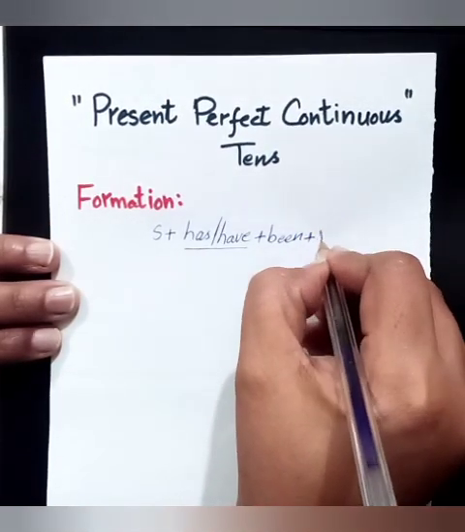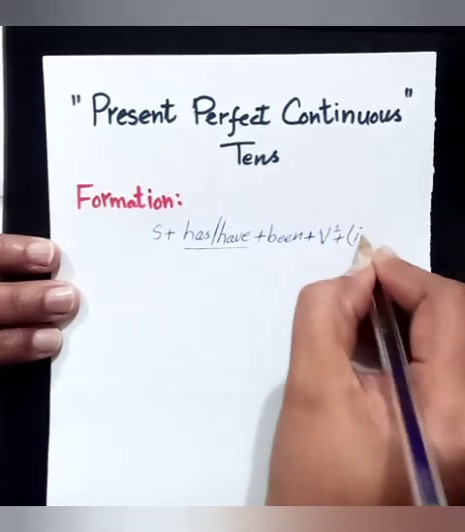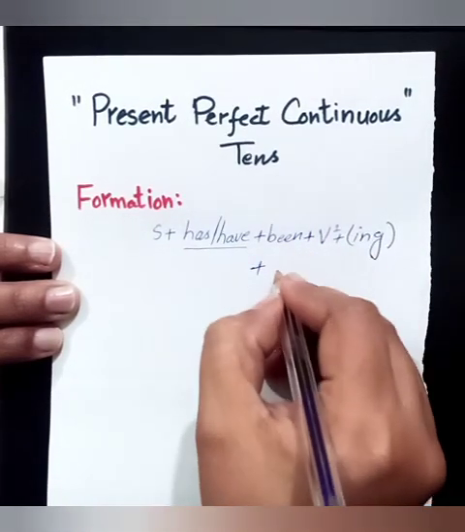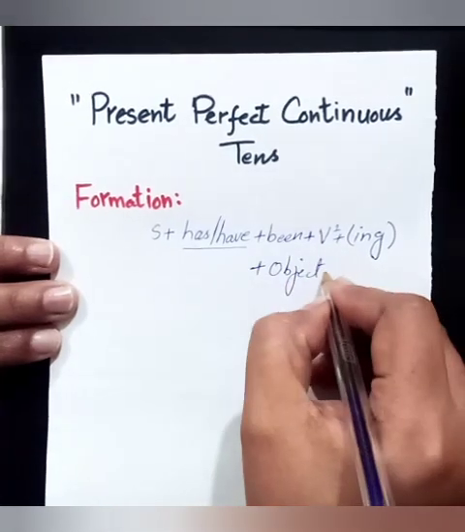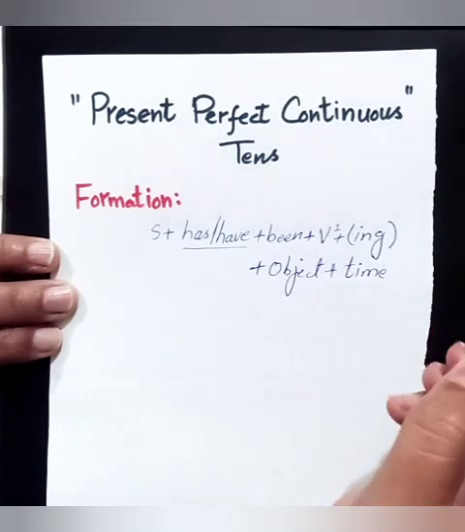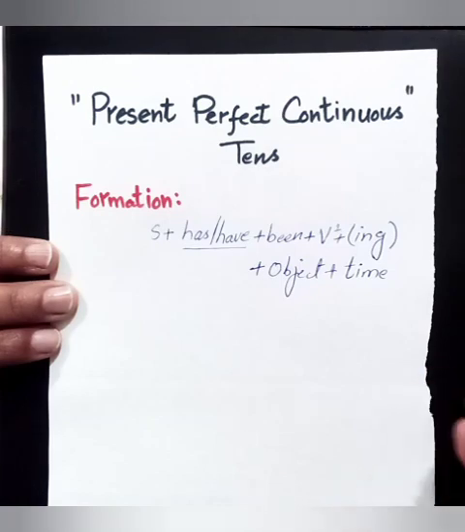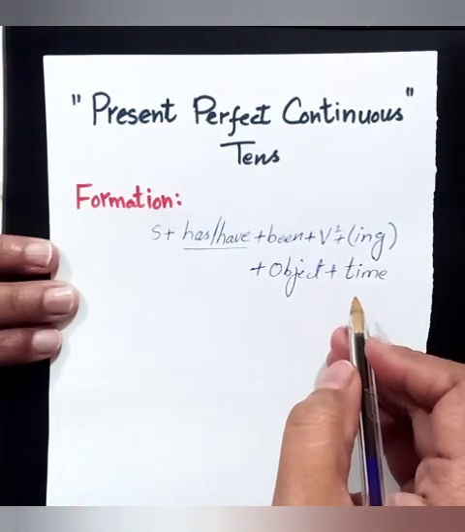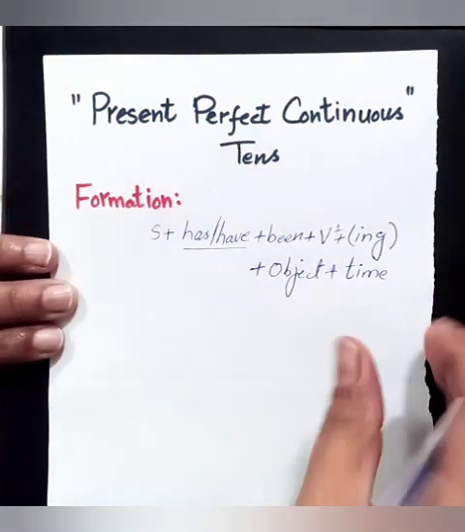Plus V1, that is the first form of verb, plus ing, plus object, and plus time. In present perfect continuous tense, we also talk about time. Time can be defined or undefined. We will discuss it later in our video.